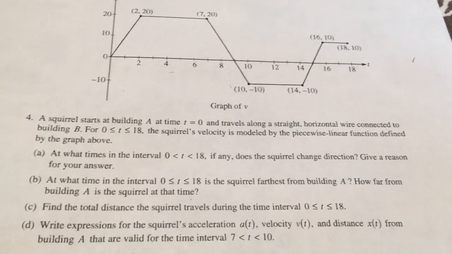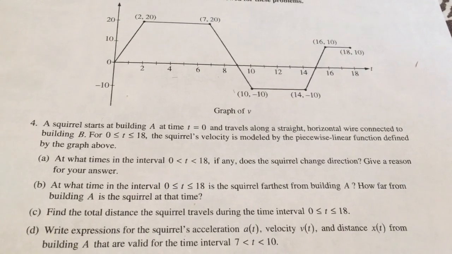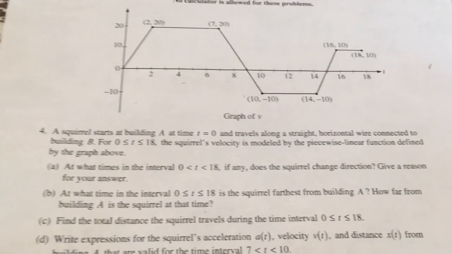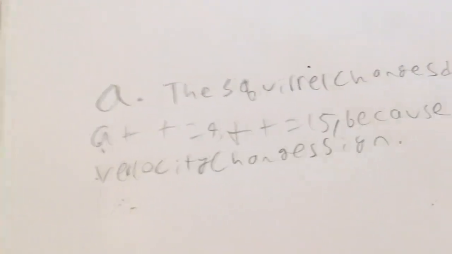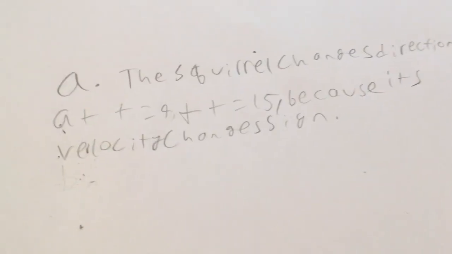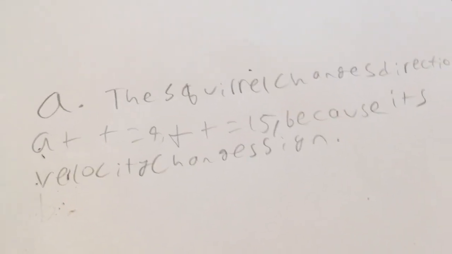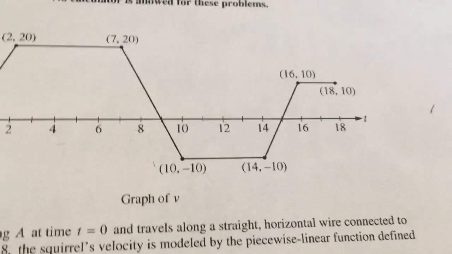So part A is asking for what times between 0 and 18 the squirrel changes directions, and asks for a reason. This is pretty easy. You can say the squirrel changes directions at time 9 and time 15 because its velocity is changing sign at those points, as you can tell. So that's pretty much the easiest part of the problem.